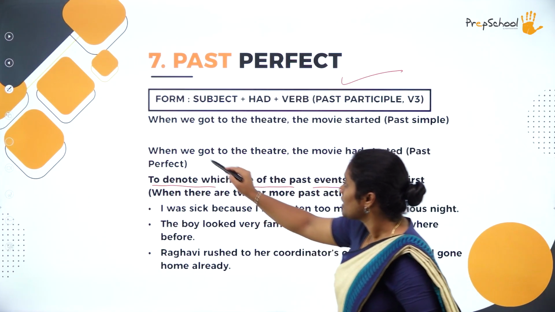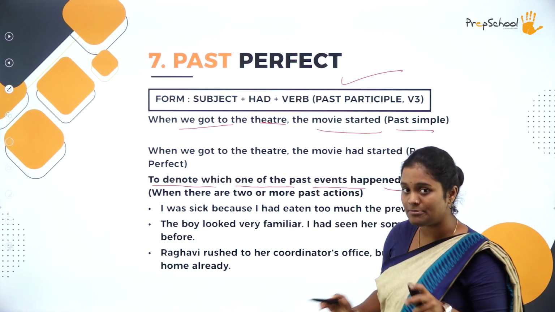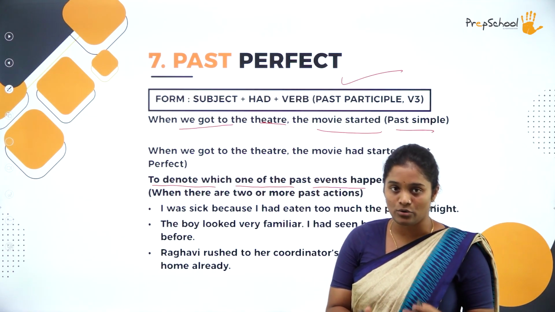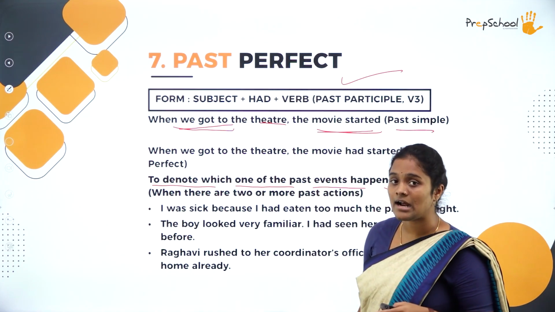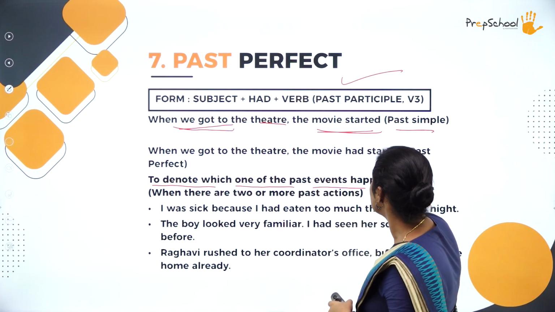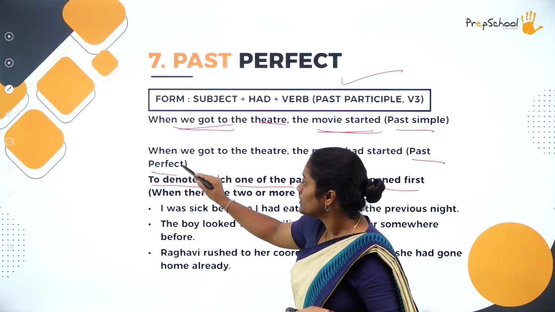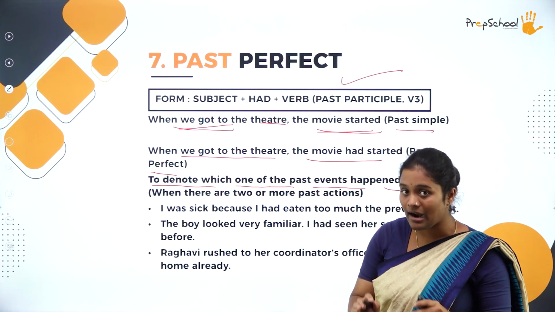Let's understand. When we got to the theater, the movie started. Past simple. There's nothing complicated about it. Okay. When we got to the theater, the movie started. Now, how is past simple different from past perfect is what we have to know. When we got to the theater, the movie had started.